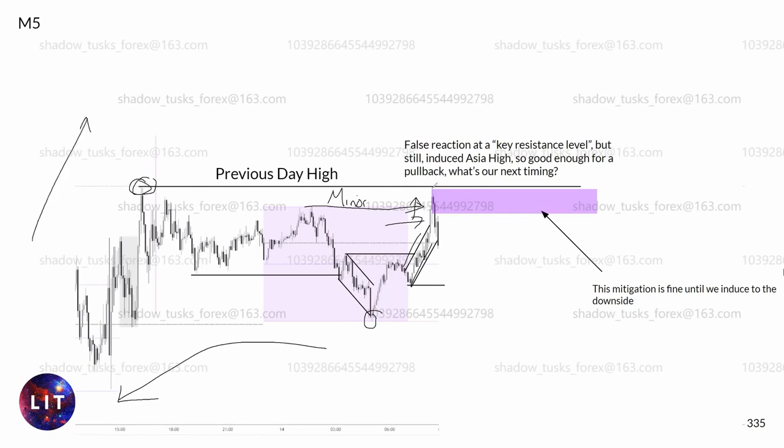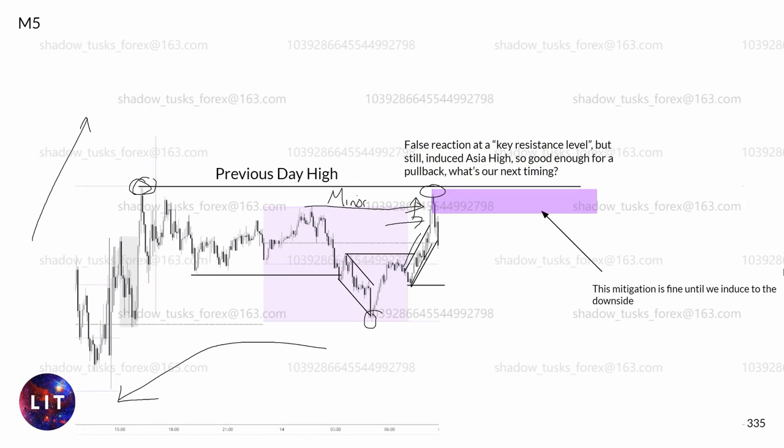So this is likely a false reaction at a quote unquote key resistance level, but we have still had a build up and an inducement high. So it should overall be good enough for a mitigation.